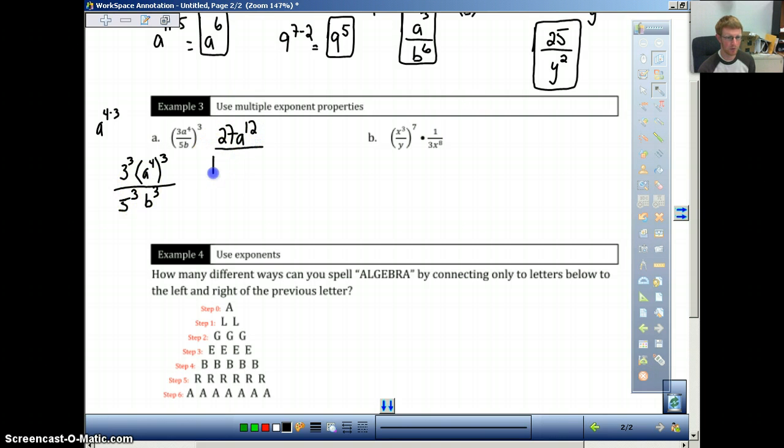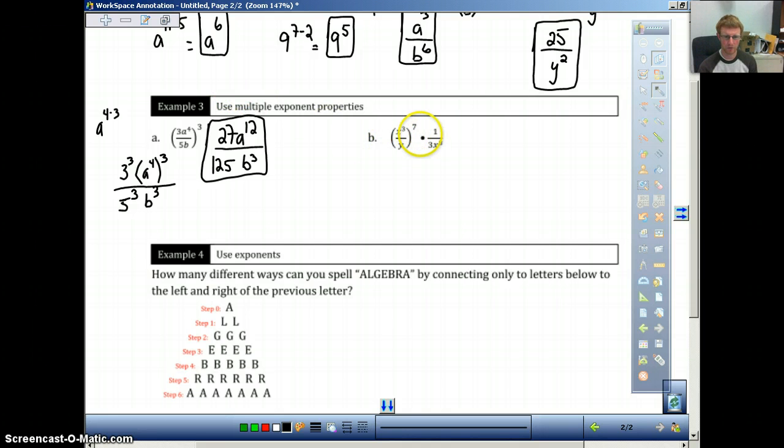5 to the 3rd power is 125, and b to the 3rd power is already simplified. And that's all we can do. The only time it might be a little different is you might want to see if you can simplify this fraction, so you might want to reduce that fraction. This fraction cannot be reduced, so we're good there, but sometimes it can be reduced and you have to check on that. Okay? Next one.